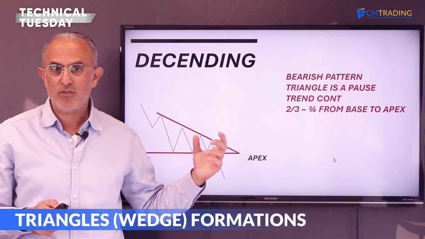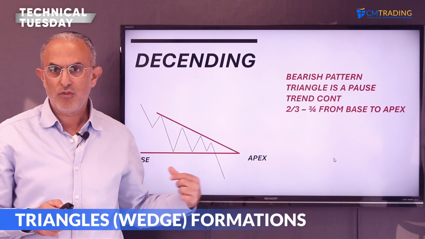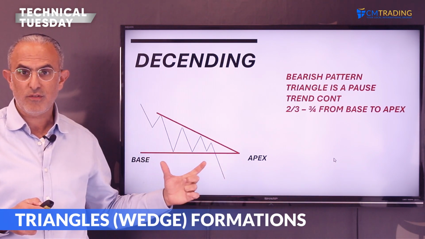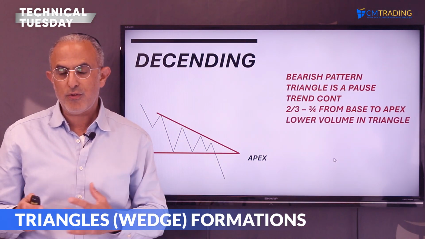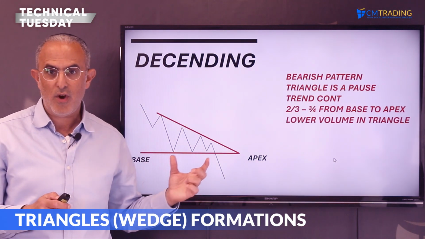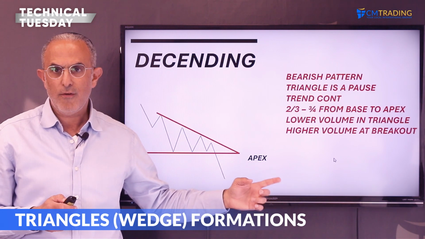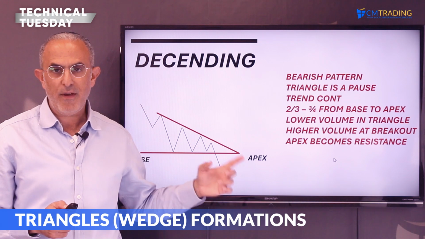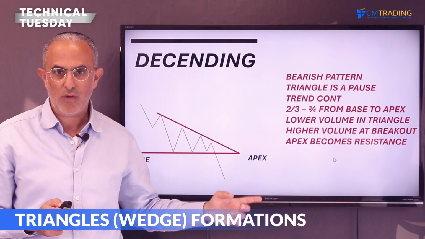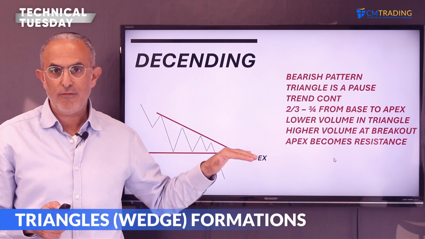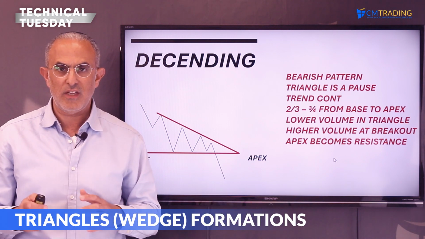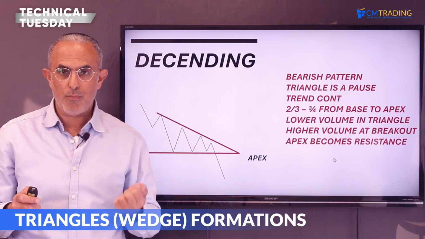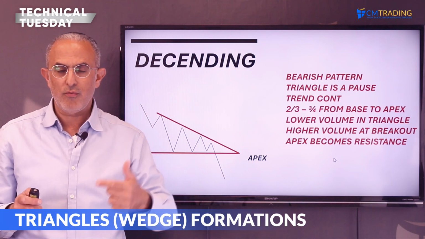Now, again, it's 2/3 to 3/4 between the apex to the base, okay? So the breakout will be about 2/3 to 3/4 of this. So it's the same thing. Number 3, the lower volume inside the triangle. The breakout has higher volume, okay? That's the other component of this. And lastly, the apex becomes a resistance. Next time it hits it, the apex level becomes a resistance as this continues to descend. Now, on the ascending triangle, the apex becomes your support, okay? We missed that before, but I'm reiterating it here.